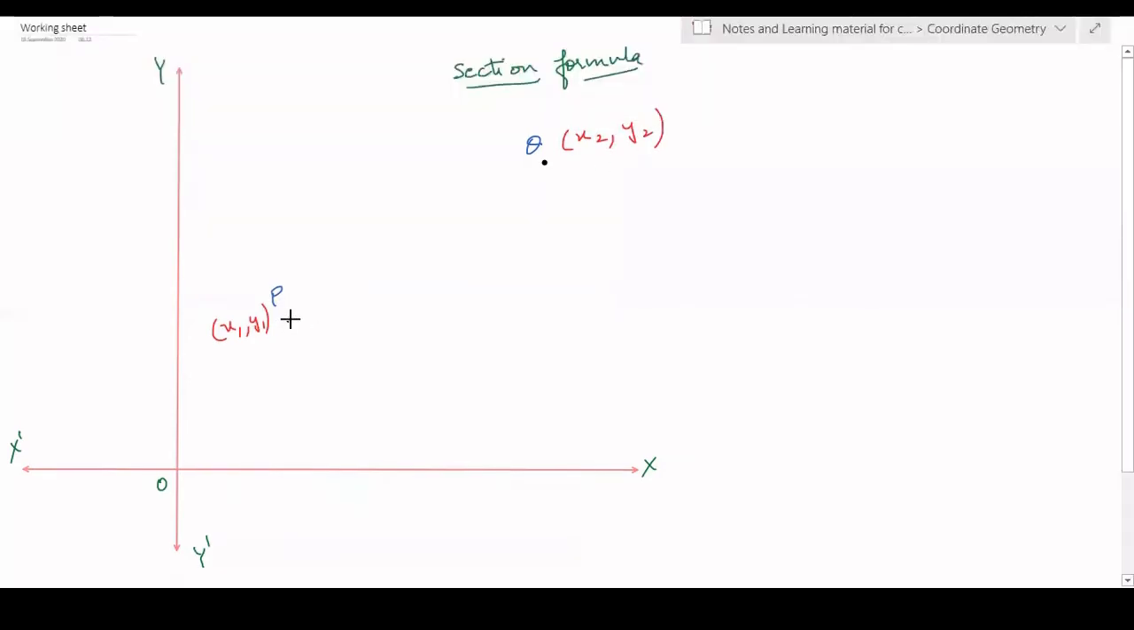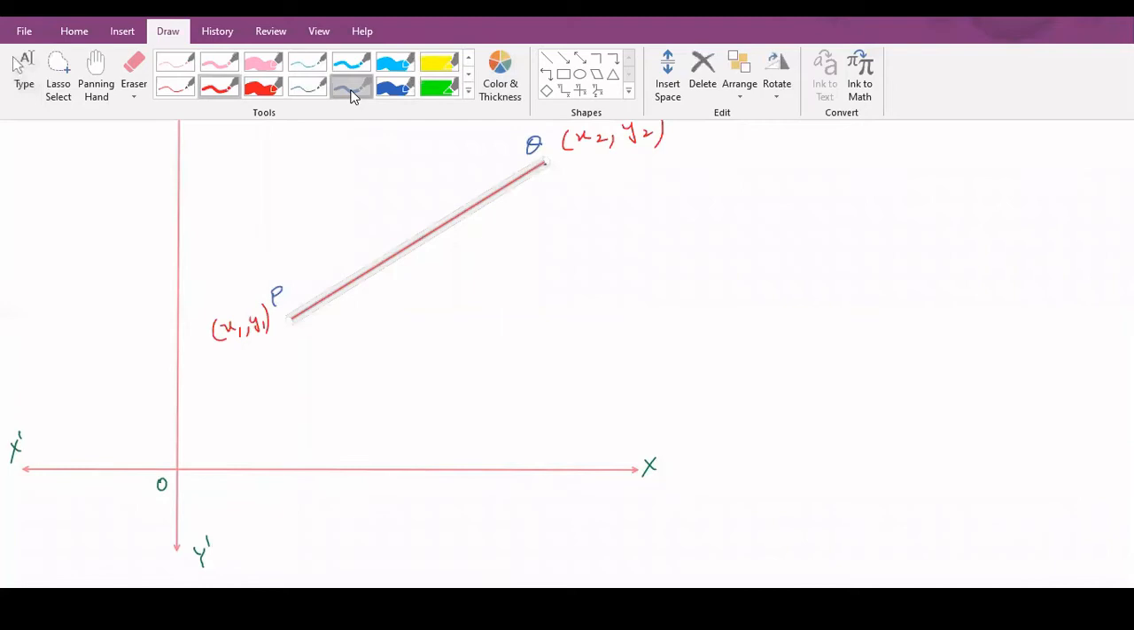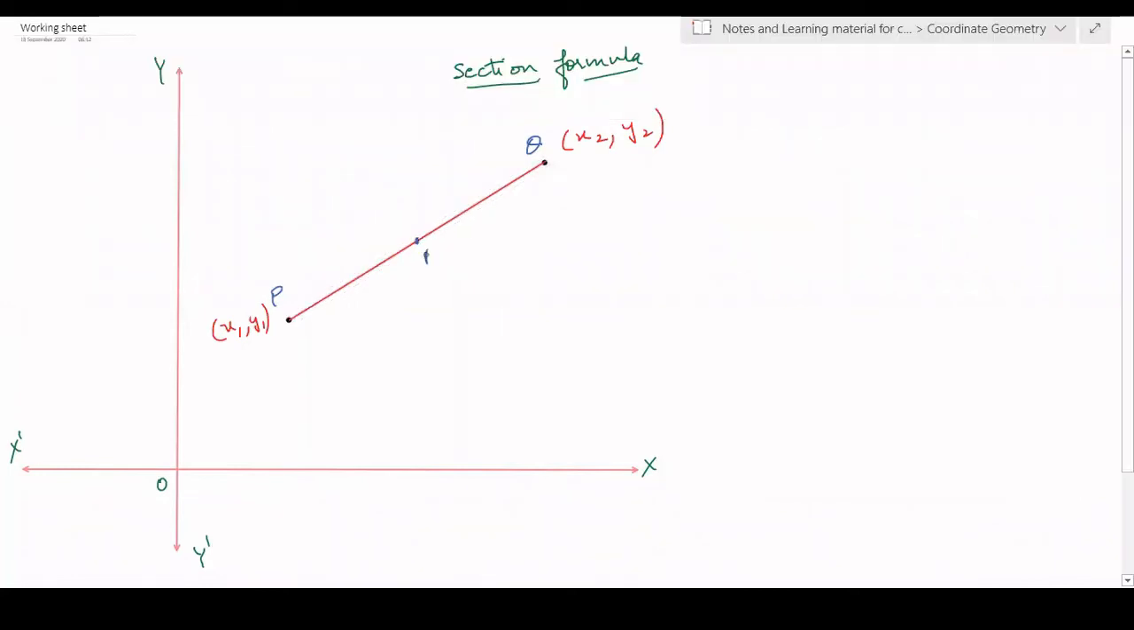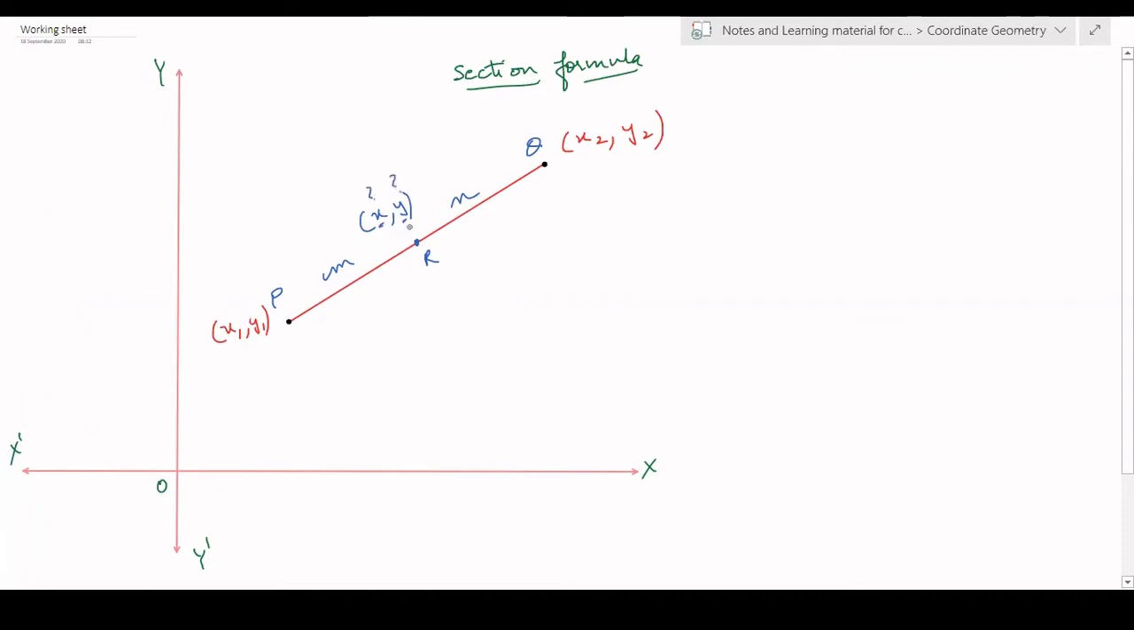The points P and Q are joined by a straight line, and we have another point R on it, which divides the join of PQ in the ratio m:n. Then what are the coordinates of R? Let's assume x and y. So our aim is to get this value x, the abscissa for R, and the ordinate y for R. So let's get started.